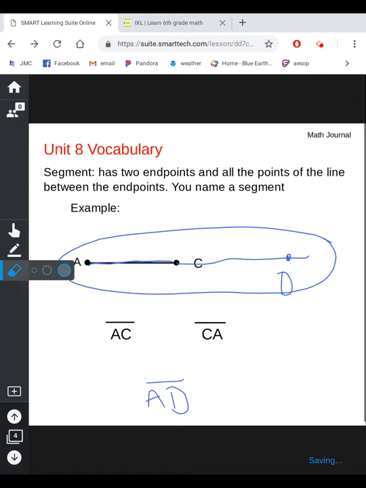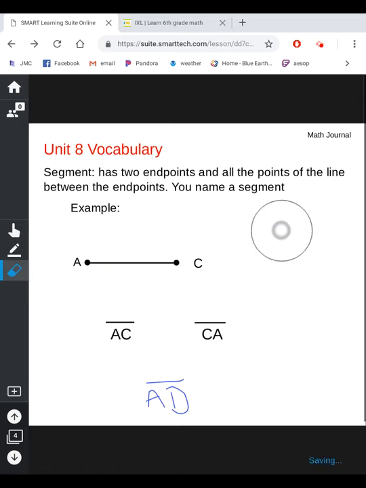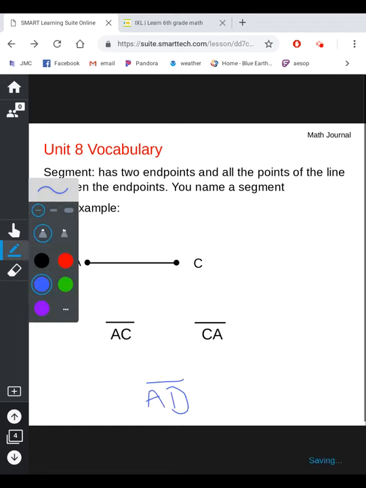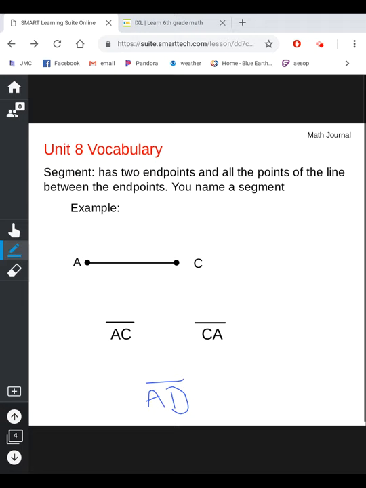So a segment is naming a line in between 2 points. And those 2 points show where that line ends. So you'll see that this segment does not have lines that go outside the point. And the points that I use to name that line are the ones that are at the end. Hence the word endpoints.